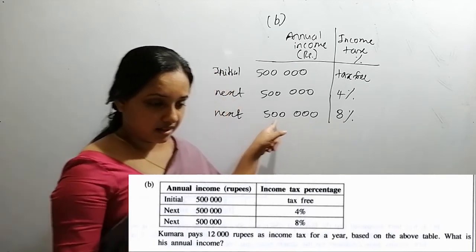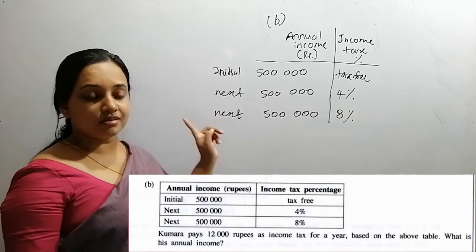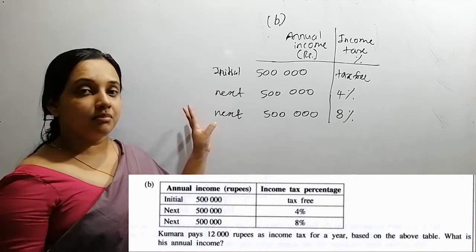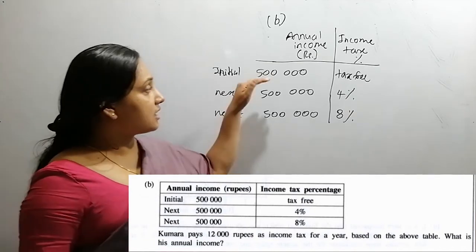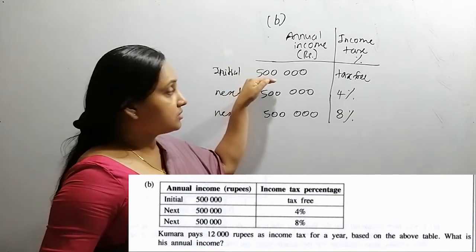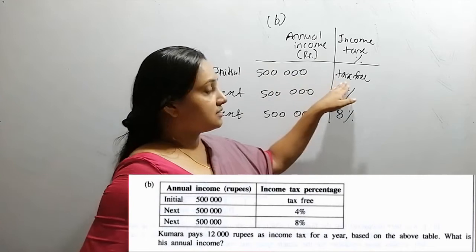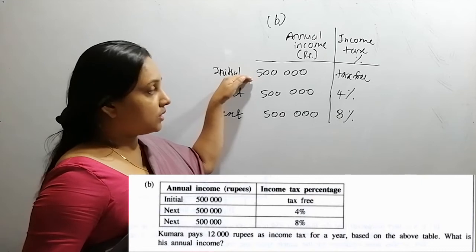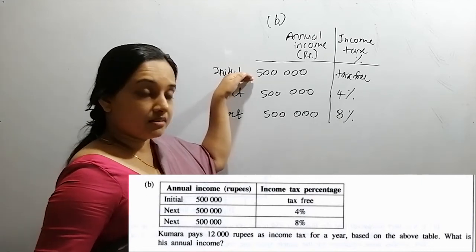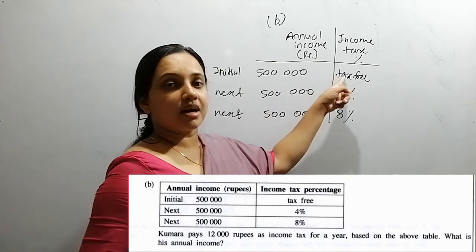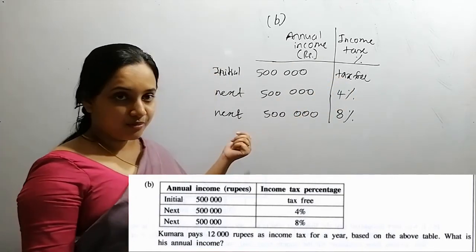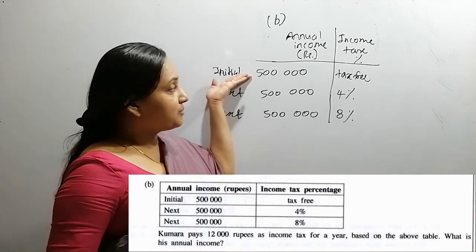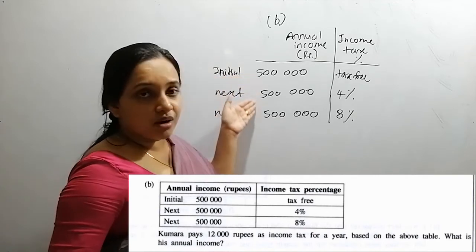Then in the question it says that Kumar pays 12,000 rupees as income tax. That means Kumar is paying some amount as income tax, so his income is greater than 500,000 rupees. Because this amount is tax free, if Kumar's income is 500,000 rupees or less, he does not need to pay any tax. But he is paying 12,000 rupees. That means his income is greater than 500,000 rupees, and he is paying income tax for that extra amount.